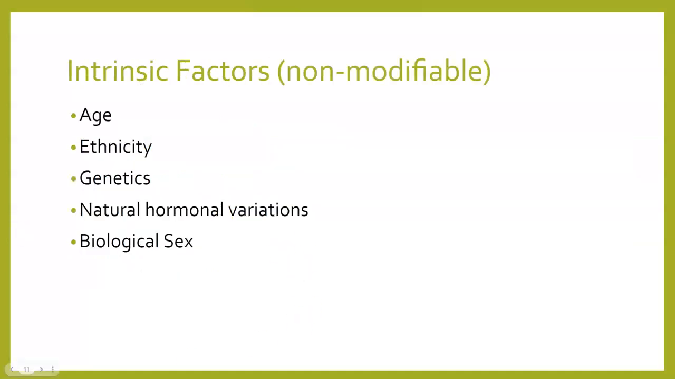Okay, so again, intrinsic factors, non-modifiable. These are things that a person has no control over. So age, ethnicity: African Americans are more likely to develop high blood pressure. Genetics: if your parents, maybe your dad, had high blood pressure, you may be more likely to develop high blood pressure as well. Any natural hormonal variations, and then biological sex, male or female. Men are more likely to have hypertension as well.